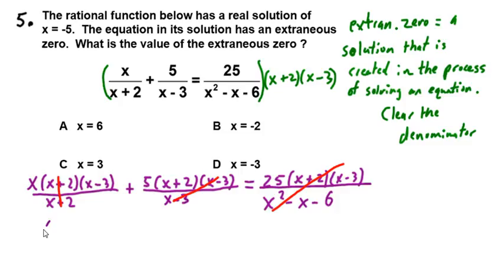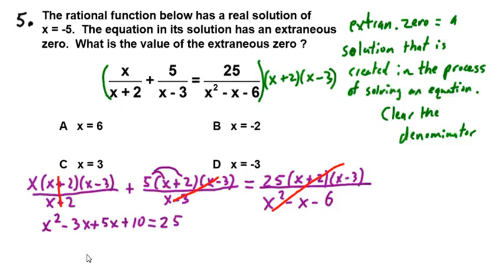So we have x squared. And then we have x times negative 3, which is minus 3x. And then on this right here, distributing 5 and x, we have plus 5x. And then we have 5 times 2, which is plus 10. And on the right side, we just have 25 left.